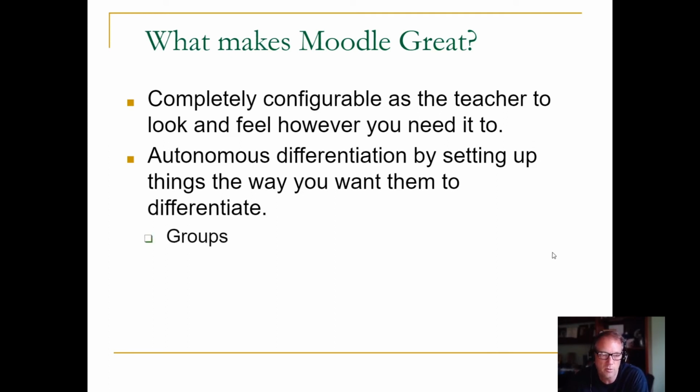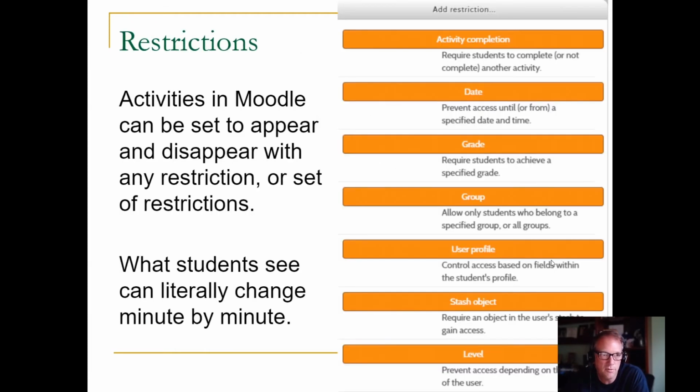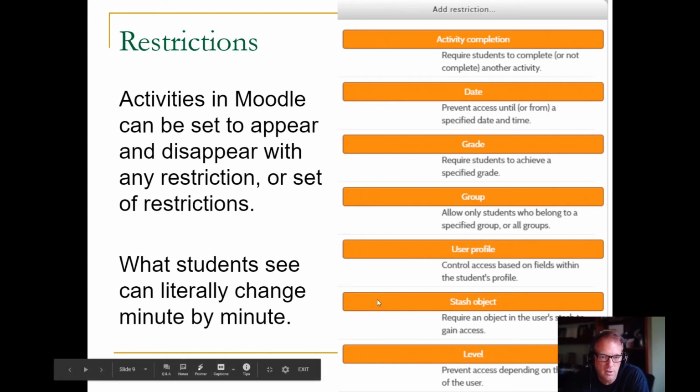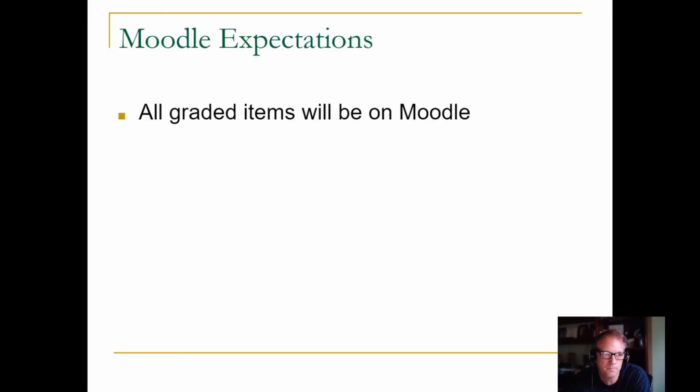It has some really cool things, and you can differentiate that, like I said, on groups, grades, geographic things, virtually any information that's out on a student you could use to differentiate it. Those are called restrictions, and it allows you to make activities and resources appear and disappear based on any one of these restriction sets. And like I said on here, it can change literally minute by minute on what happens in a Moodle classroom.